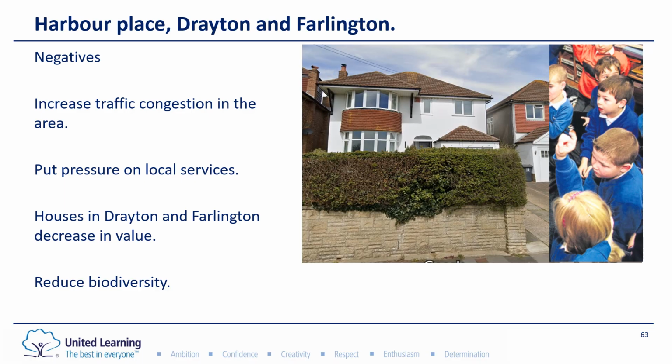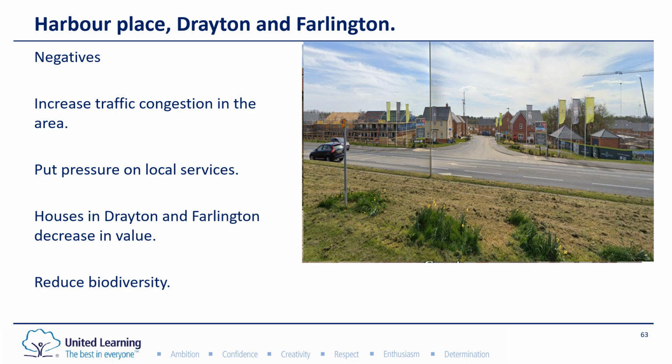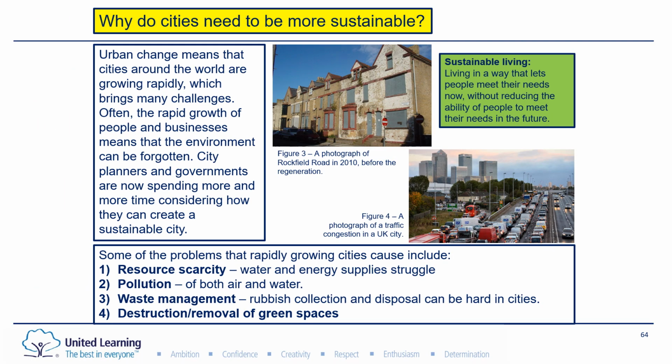Also, house prices in Drayton and Farlington have decreased value. That's because houses along Bedhampton Road have now lost their view. Their view now looks like this. What this means is the house price drops, which means people will lose tens of thousands of pounds in their savings. And the final part about urban issues and challenges is how can cities become more sustainable?